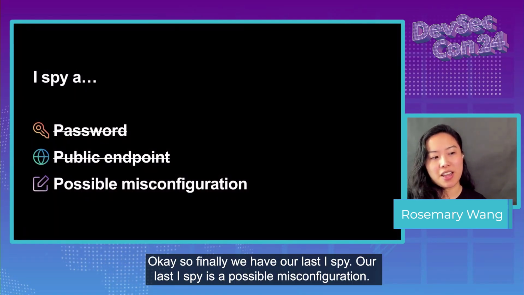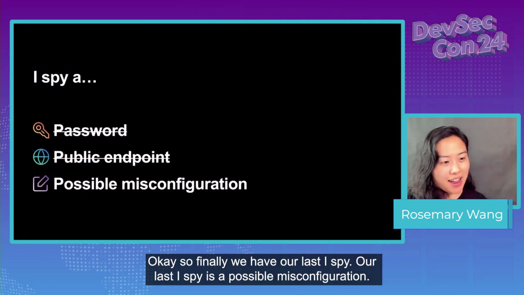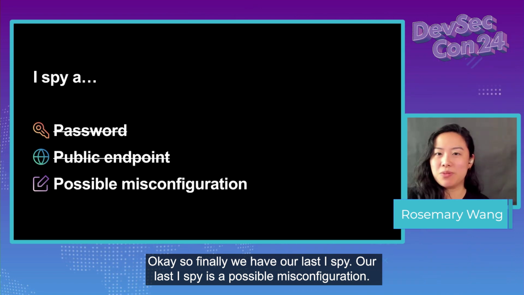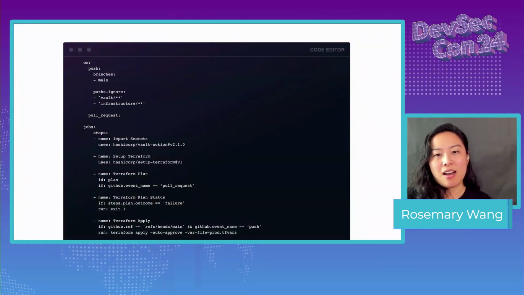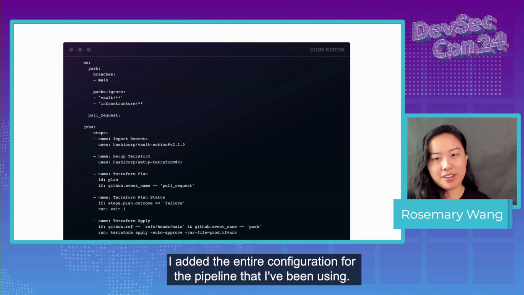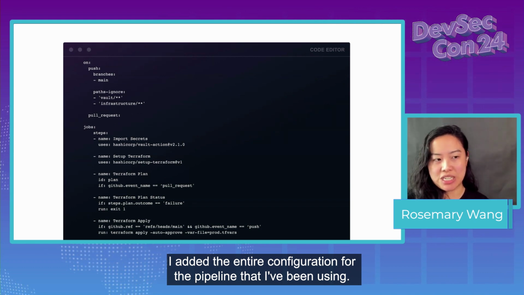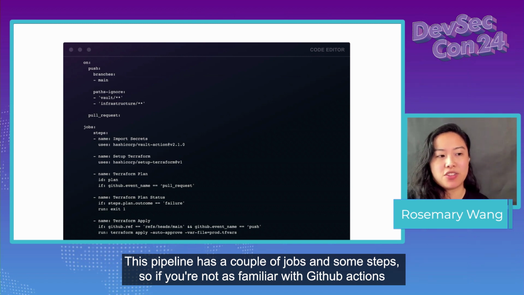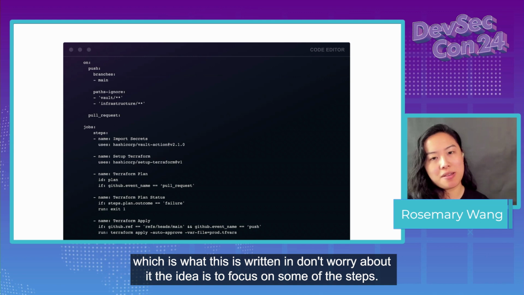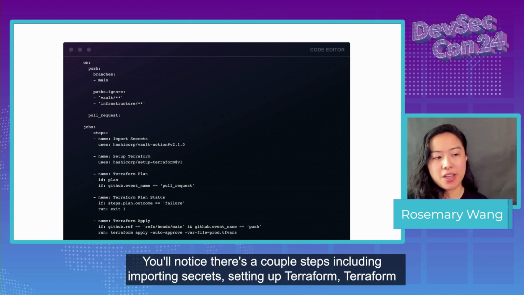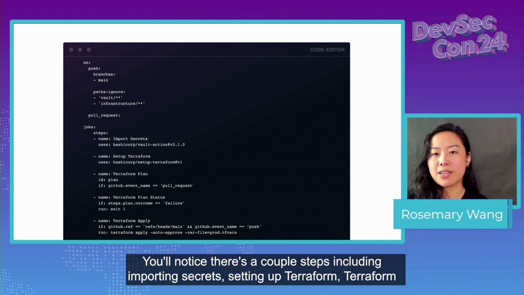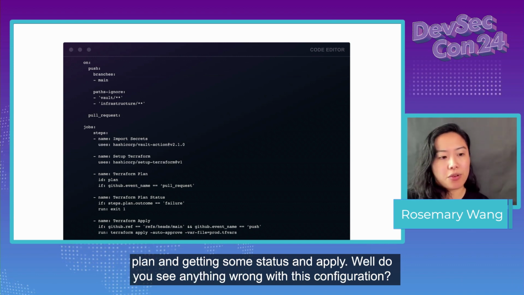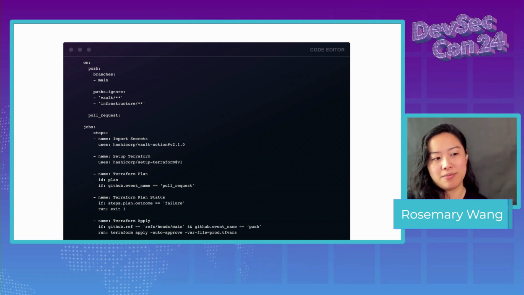Okay, so finally, we have our last I spy. Our last I spy is a possible misconfiguration. I added the entire configuration for the pipeline that I've been using. This pipeline has a couple of jobs and some steps. So if you're not as familiar with GitHub Actions, which is what this is written in, don't worry about it. The idea is to focus on some of the steps. You'll notice there's a couple steps, including importing secrets, setting up Terraform plan, and getting some status and apply. Well, do you see anything wrong with this configuration?